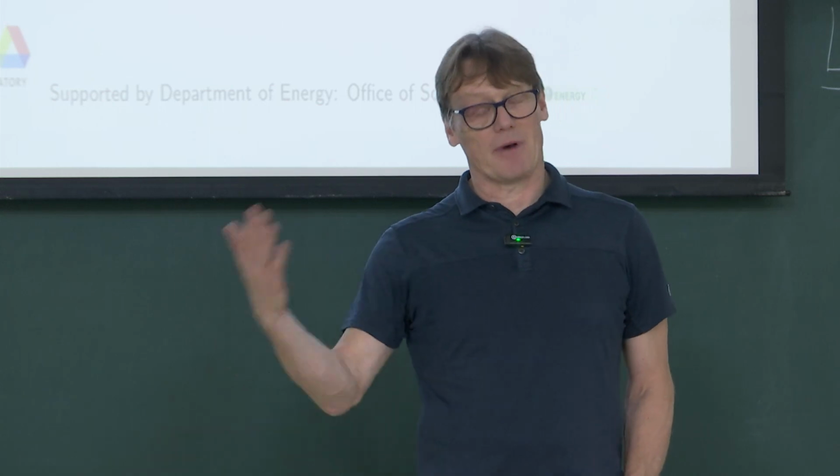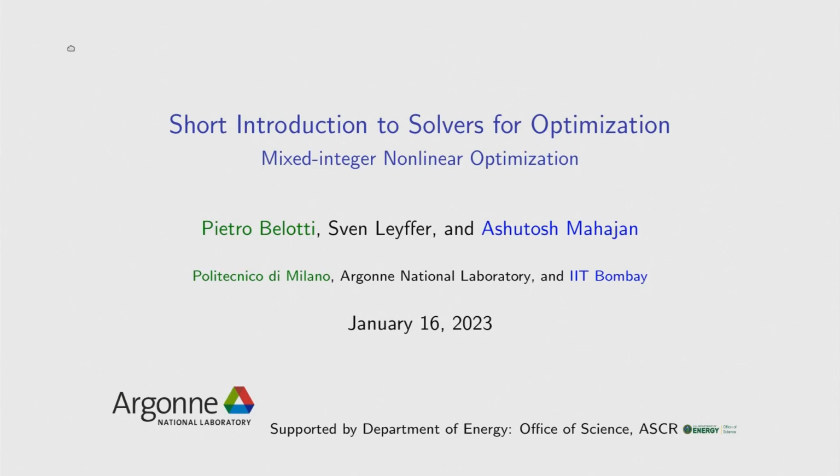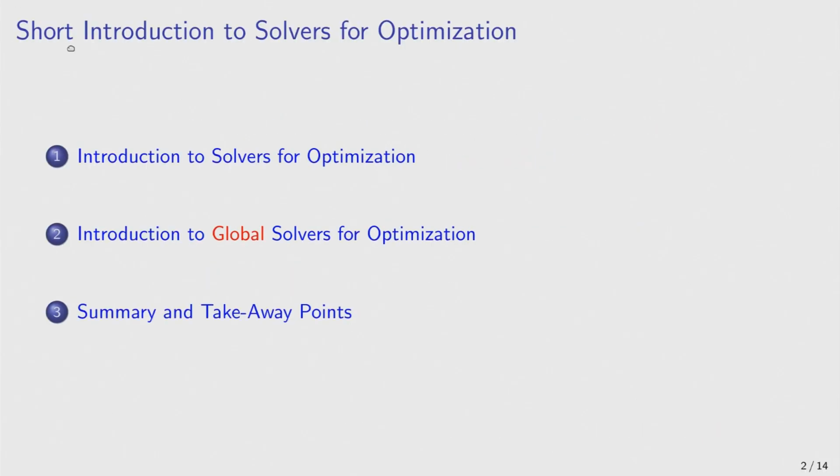So in this last lecture before our next exercise, I'll talk a little bit about solvers for optimization. This morning we talked about modeling packages. Now we're talking about the other side, the solvers. And I'll split this into generic solvers for optimization, and then global solvers for optimization, because they require some additional information. And that's also a preview of some of the material that we cover later in the course.